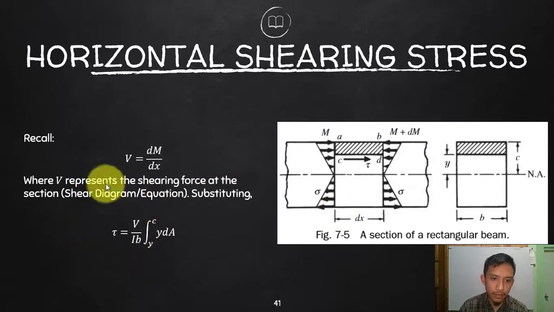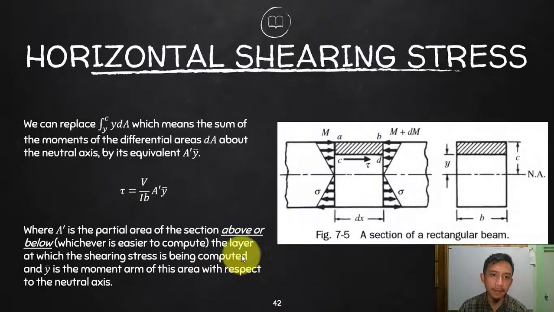So again, we are now simplifying this into V over Ib integral of y dA, still from y to c, since we are considering this element. However, we can replace this, which is the sum of the first moment of differential areas about the neutral axis, by y prime, or y bar.